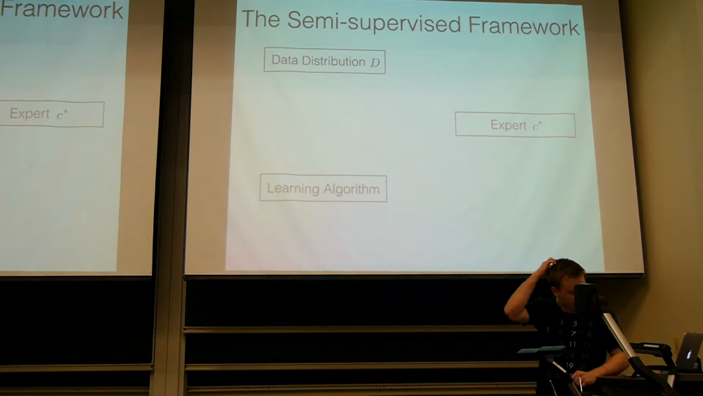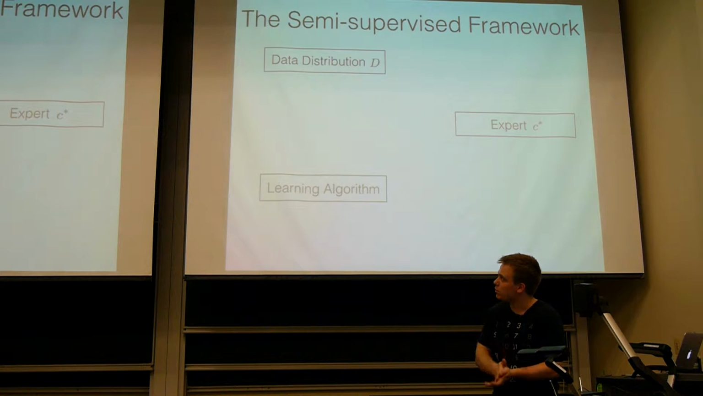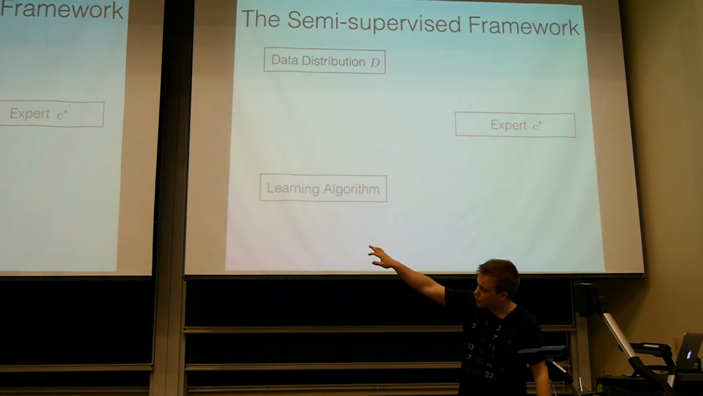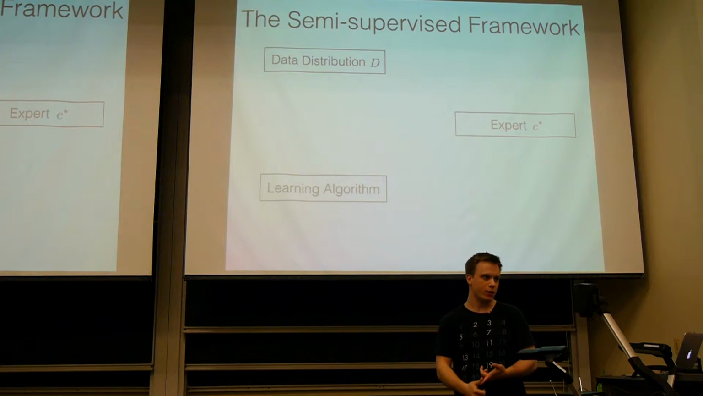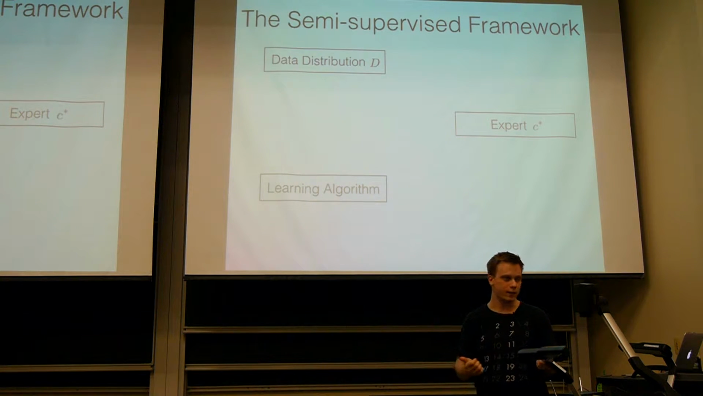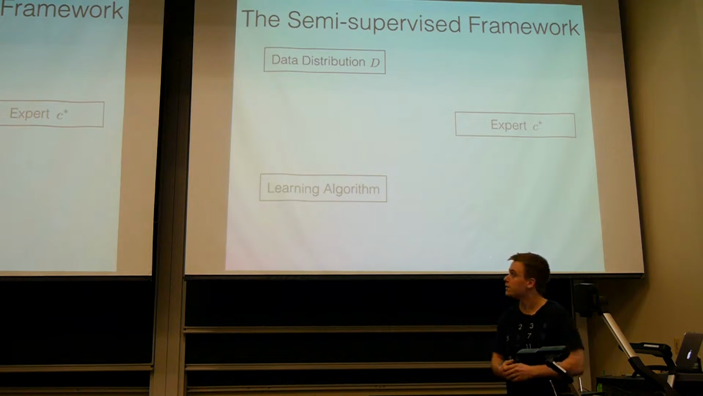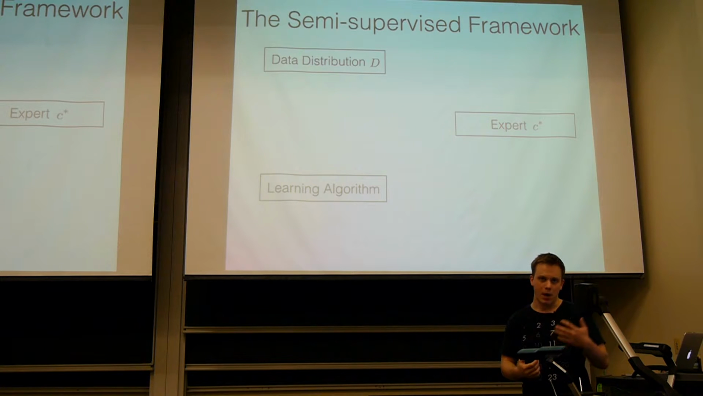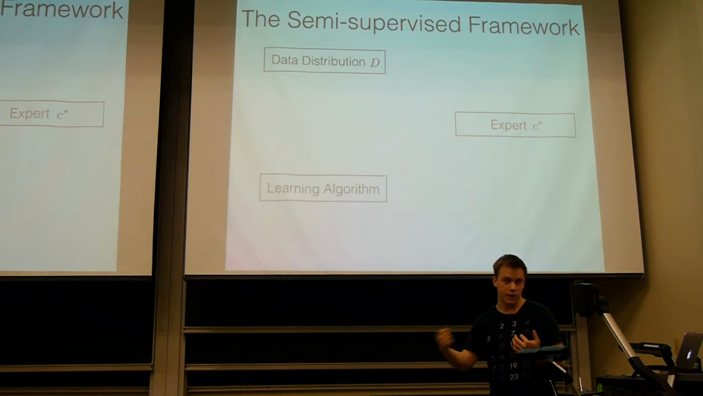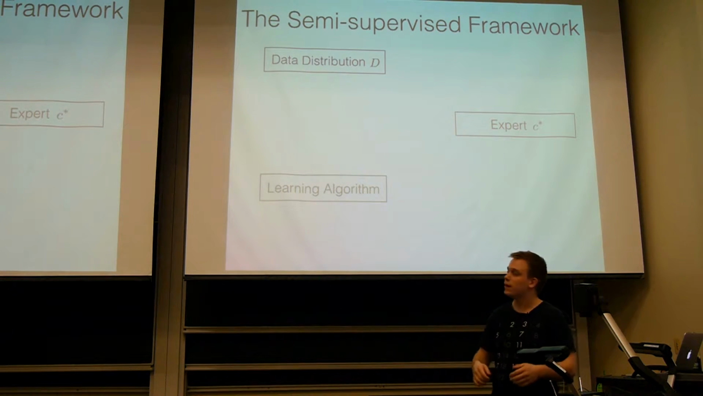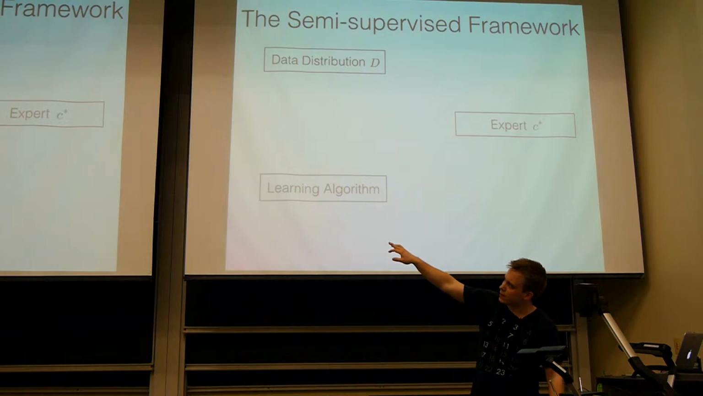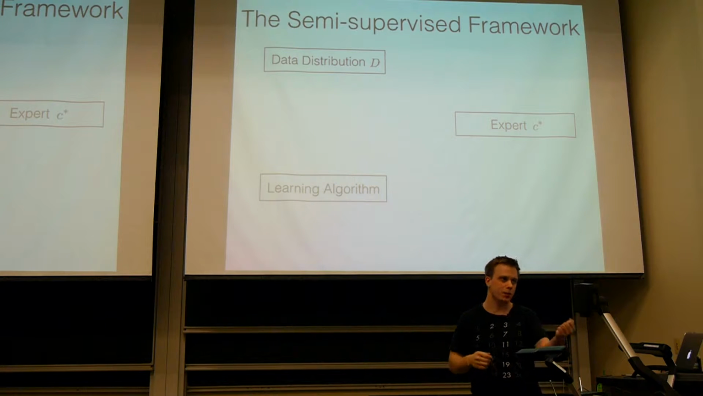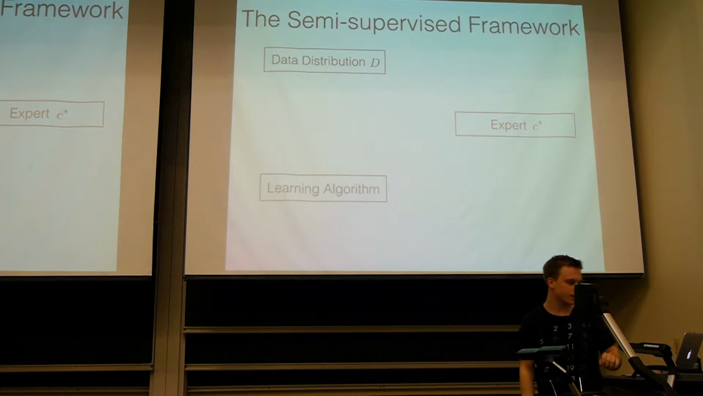Just to remind you, in the semi-supervised framework, we're still in this PAC setting, where you have some data distribution D, which tells you how likely you are to observe different input feature vectors, like how likely different x's are. And there's some true labeling function C star that we don't know. This is a map that takes as input feature vectors and spits out class labels. For a concrete example, you can imagine that the data distribution is a distribution over images. And then C star is a function that maps an image to an English word that describes what's in it.